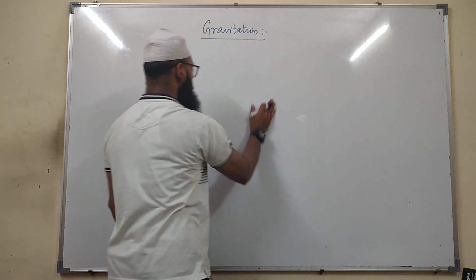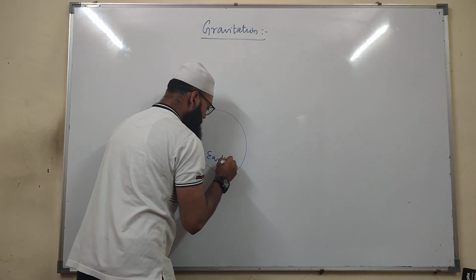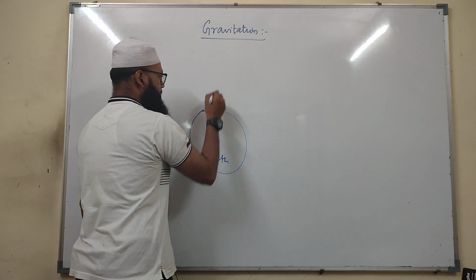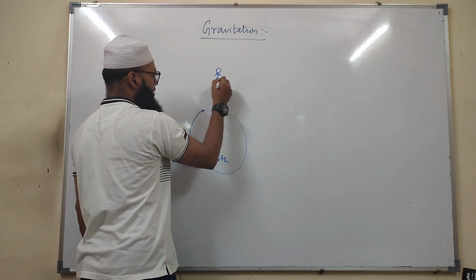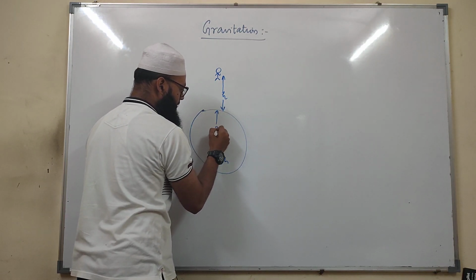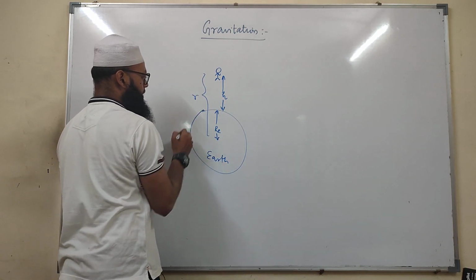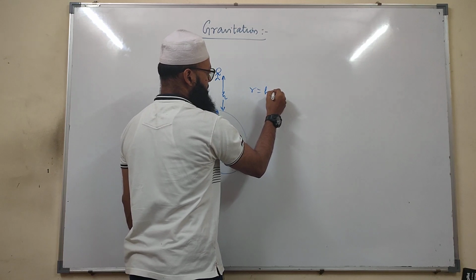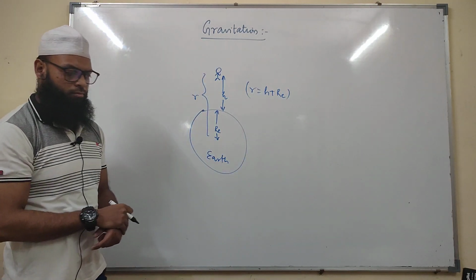Okay, so let us consider this is the earth, this is the center of the earth, and a person or an object is here at a height, let's say h, from the surface of the earth, and this is of course Re, the radius of the earth. So this distance, let's say r, so r is equal to h plus Re. Okay, this much is clear.